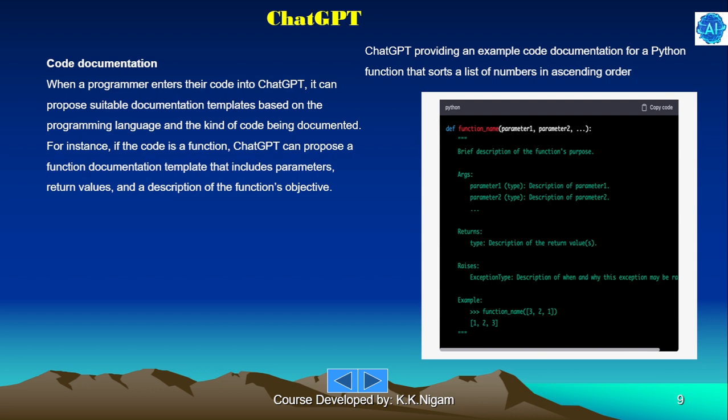Code documentation. When a programmer enters their code into ChatGPT, it proposes suitable documentation templates based on the programming language and the kind of code being documented. For instance, if the code is a function, ChatGPT can propose a function documentation template that includes parameters, returned values, and a description of the function's objectives.